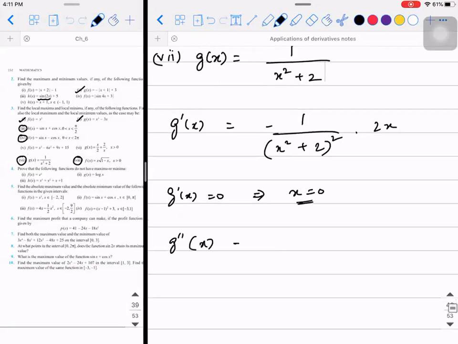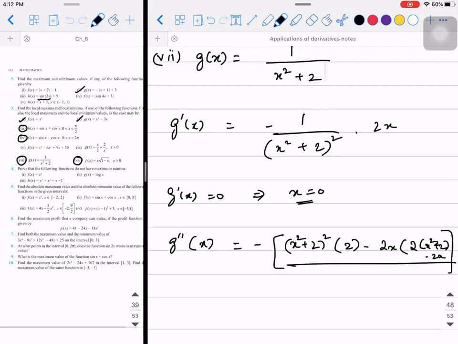G double dash of x will be minus, I'm taking it out. I'm applying the u by v method. So that is x square plus 2 the whole square into 2 minus 2x into 2 into x square plus 2 into 2x, the whole divided by x square plus 2 the whole square.